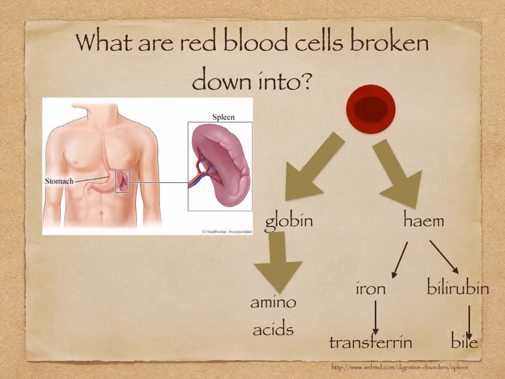So as I mentioned earlier, the red blood cells last about 3 months, and then they're destroyed in the spleen. So they're broken down into globin, which is the protein, and the heme group. The globin is broken down into amino acids, and then the iron is removed from the heme group, and this iron is attached to proteins to form transferrin. The rest of the heme group is used to make bilirubin, which is used to make bile.